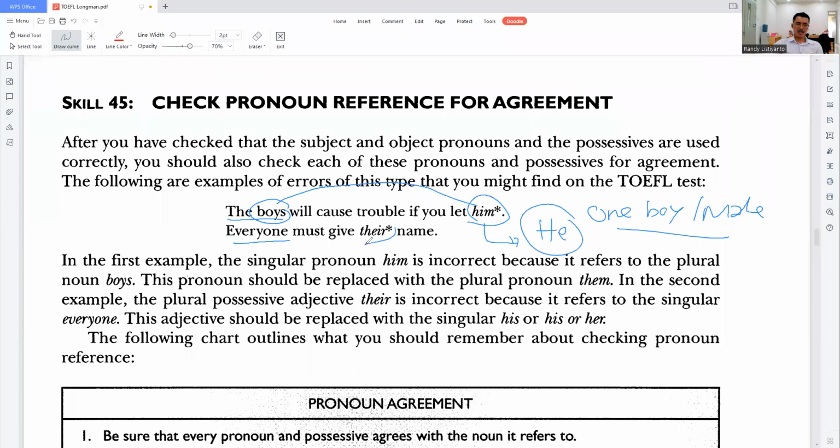Everyone must give their name. Everyone is singular, and their is plural, so it is also incorrect. So if you want to make it a proper sentence, we have to change this. We can use this or her. Everyone can be male or female.